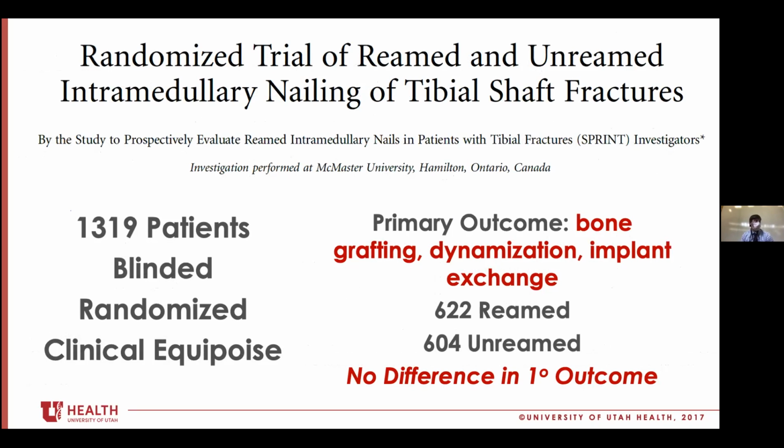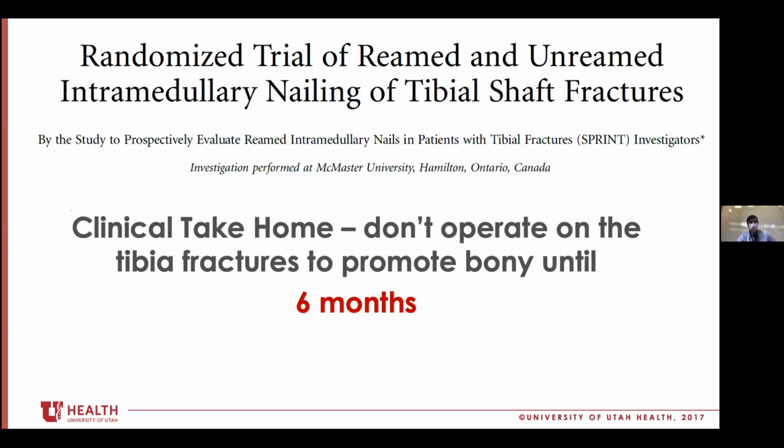So they randomized just over 1,300 patients to reamed versus unreamed tibial nails, looking at the primary outcome of bone grafting, dynamization, or implant exchange. So essentially a bone healing procedure at the 1-year mark. And they found no difference in primary outcomes, which is maybe why people find the results of this study uninspiring, because it was essentially a negative trial.